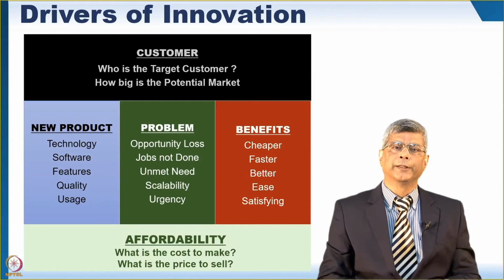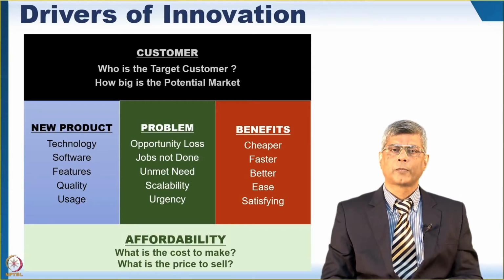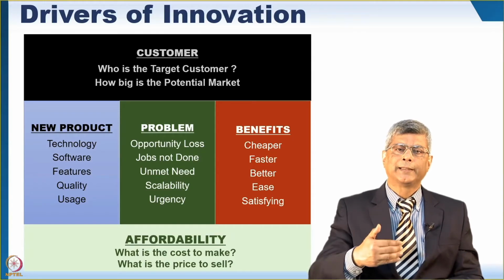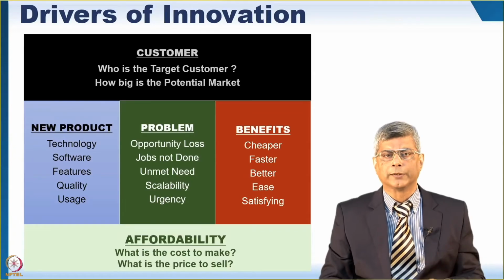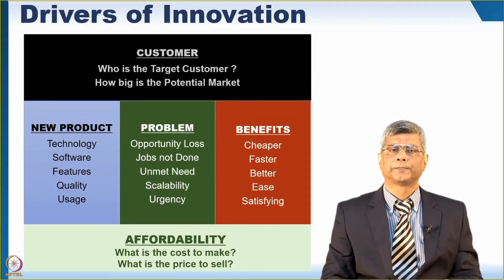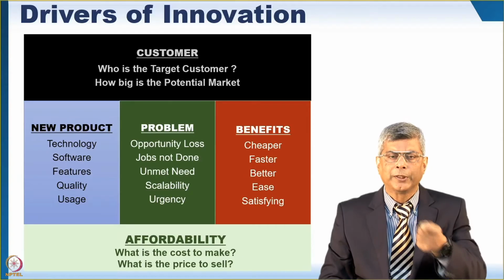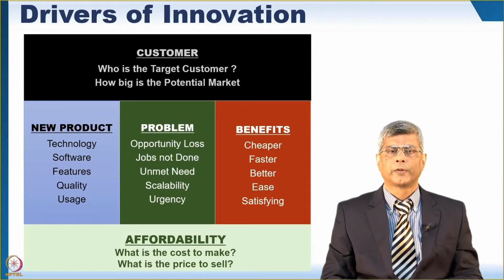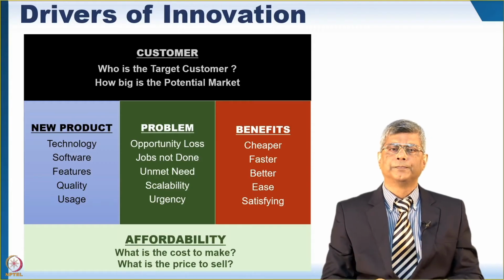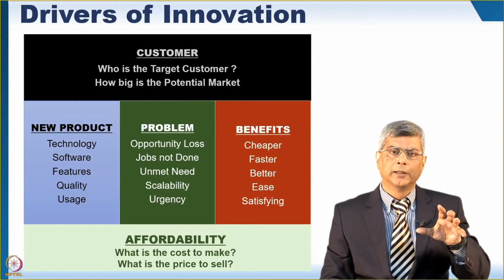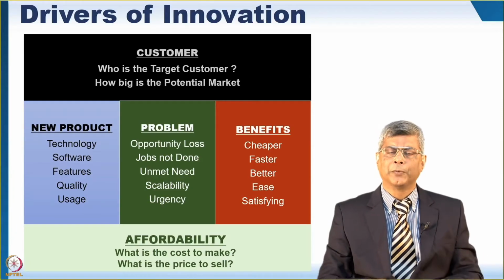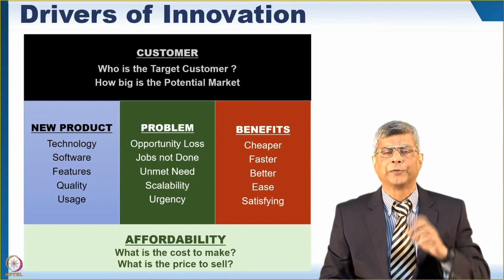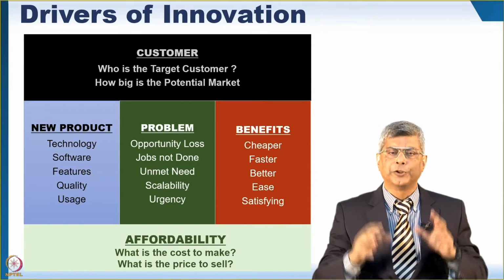Maybe he's losing an opportunity. He wants to go from point A to point B, and it takes him 5 hours, but he wants to go in 2 hours, because then he's wasting 3 hours. And then there is an opportunity loss of 3 hours of time for the customer. It could be a job not done. I want to do this, but the current product doesn't allow me to do this. I want to shoot a very high quality video, but my current product doesn't allow me to shoot a very high quality video. So the job is not being done.